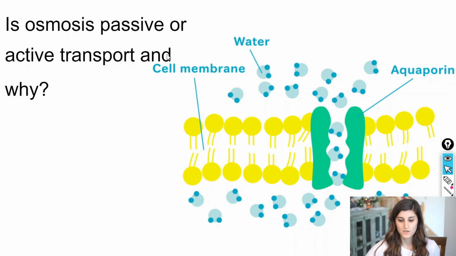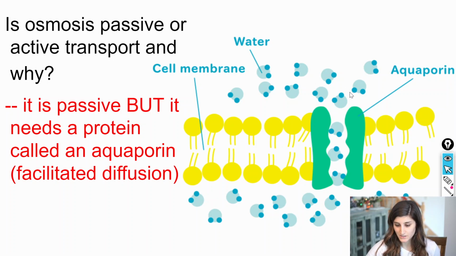this image. So we have this image and it asks, is osmosis a passive or active transport, and how do we know that? So like what was just discussed in the previous slide, water is going to move with its concentration gradient. It's going to move from a high concentration to a lower concentration. So what do you think? Is that a passive transport, or do you think it's active? So the answer is it is a passive transport because it's moving with its concentration gradient.